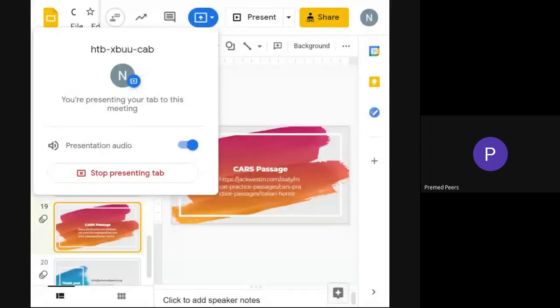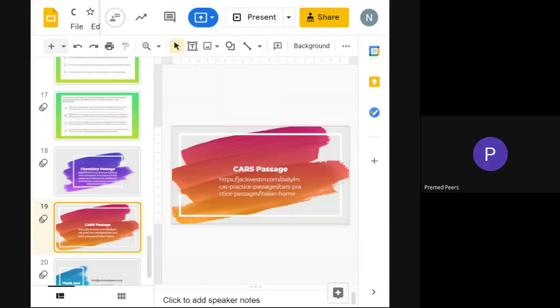All right, so I just dropped a link in the chat to our last passage, which is going to be a CARS passage. So if you guys want to go ahead and click that. I'll give you about 8 minutes just to go through it. Do your best to do it within the time limit, but it's okay if you don't finish. And then we'll debrief as a group.